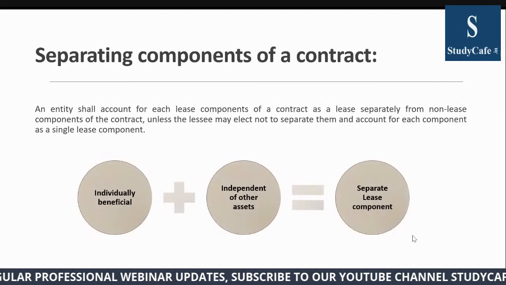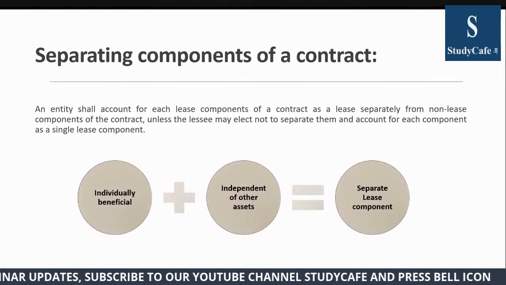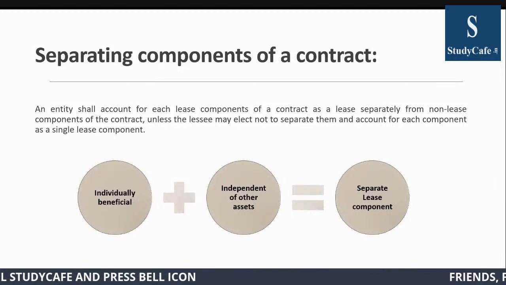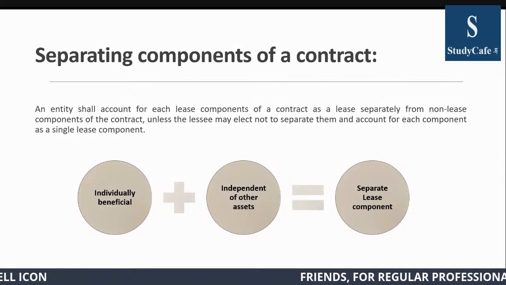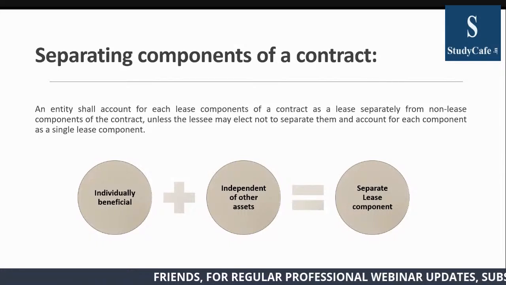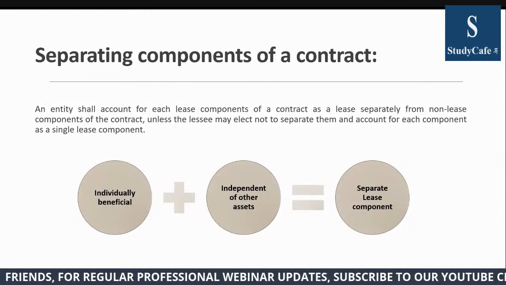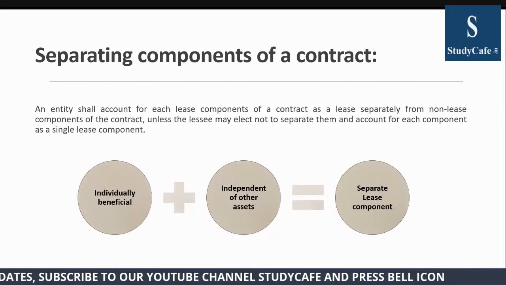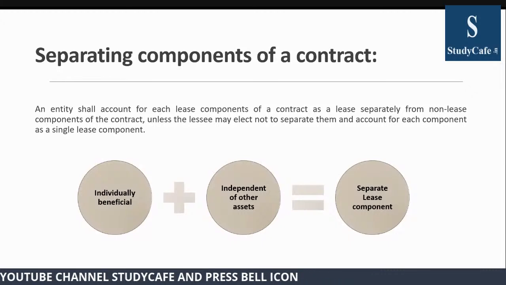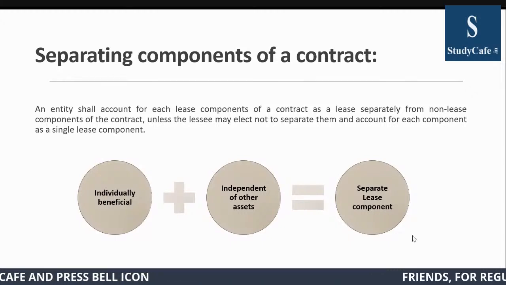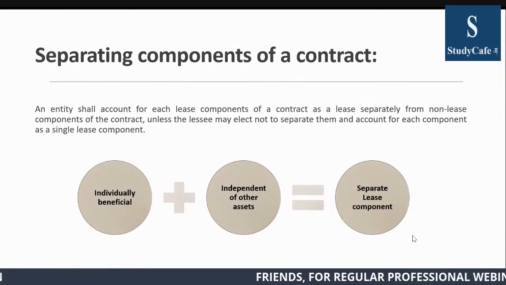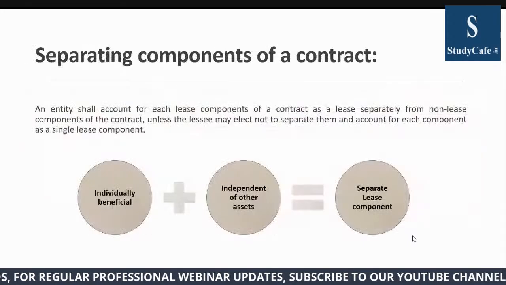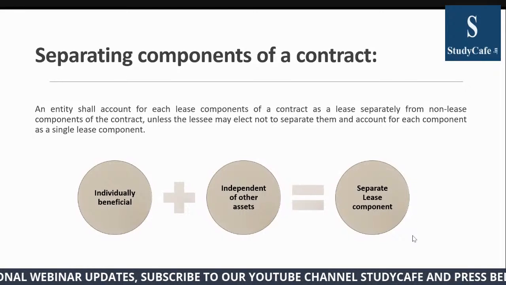Right. Okay, so everybody is clear about the right to control the use of an identified asset, and the lease term. Now we are clear on how to identify a lease in a contract. We just need to see if the contract conveys a right to control the use of an asset to the lessee, if there is an identified asset, and what the lease term is. Now, sometimes the contract contains a lease component as well as a non-lease component. So, as per Ind AS 116, the lessee, the entity, is required to separate these two components. And when these two components are separated, the consideration is allocated.